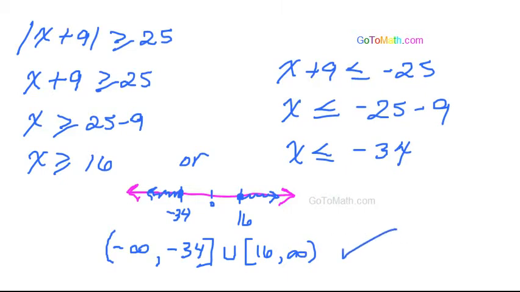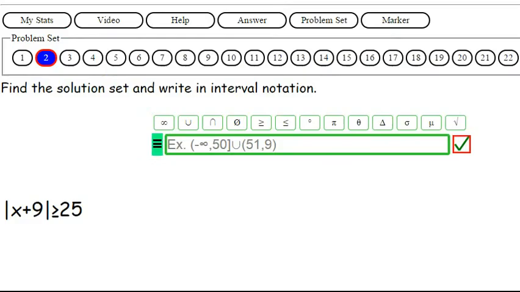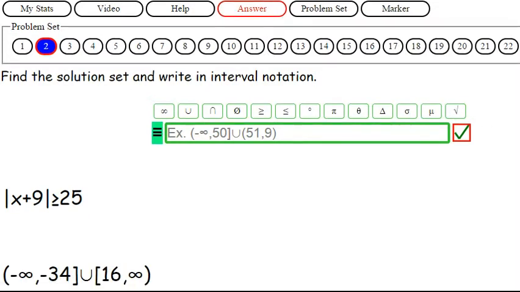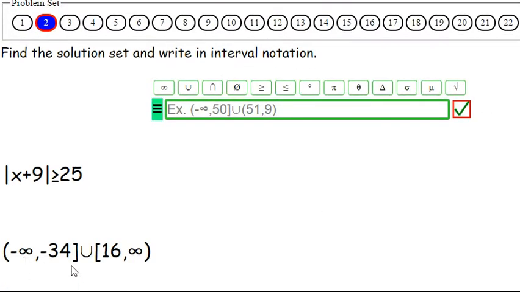Okay, so what else is there to be said here? I think that's about it. Alright. Okay, union 16 to infinity.